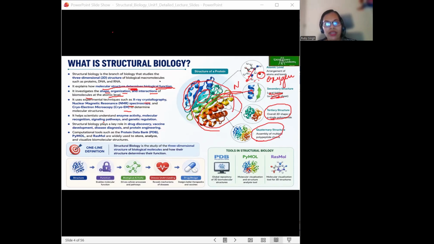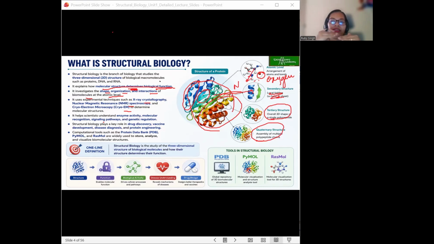Now, how do we determine our molecular structure? So we have XRD, NMR, and Cryo-EM. As I mentioned in the previous lecture, XRD and NMR will be taken into more detail. Now I'll just introduce what happens in XRD. In this technique, the proteins are purified, crystals are made, and then they're exposed to the X-rays.